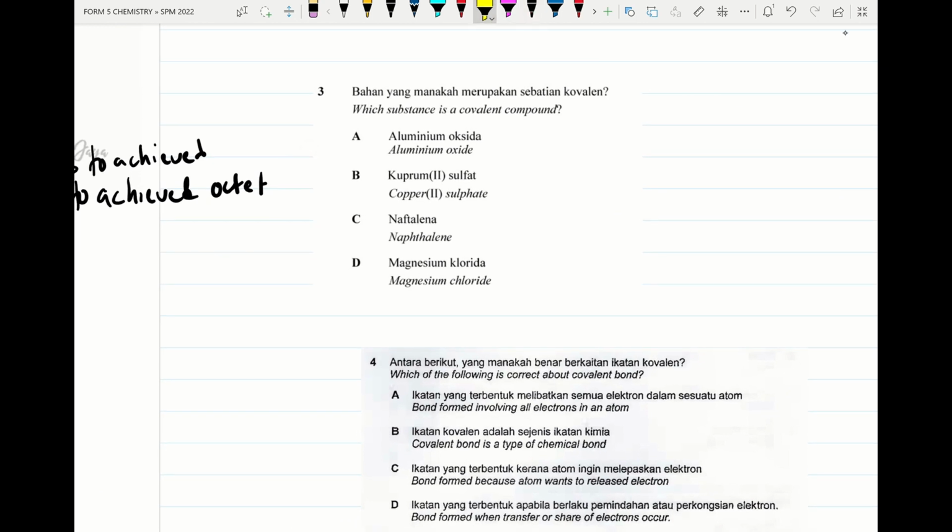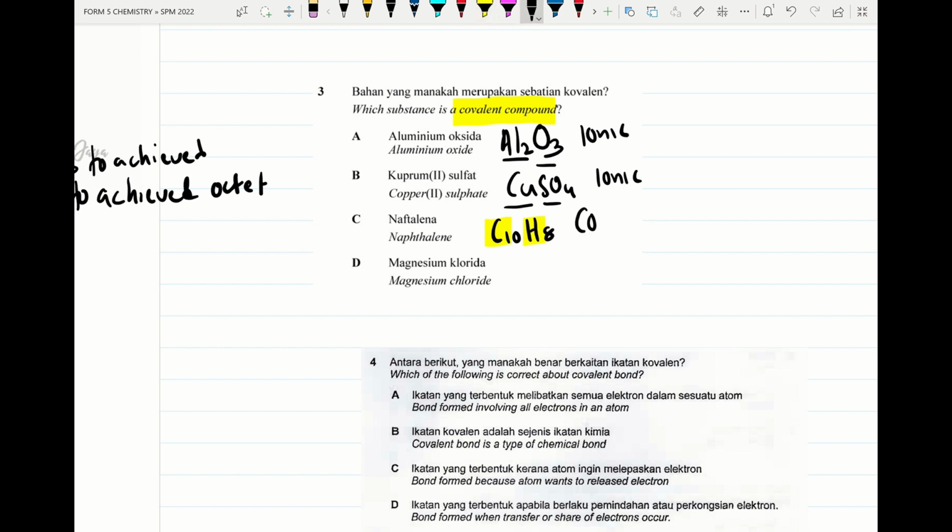We try to check this one: which of the following substances is made up of a covalent compound? We write the formula aluminium oxide. Please remember, aluminium is a metal and oxide is a non-metal, so the type of bonding formed is ionic bonding. And copper(II) sulfate, so copper is a metal and sulfate is non-metal, the type of bonding is ionic bonding. Naphthalene C10H8, so the carbon is non-metal, hydrogen is non-metal, the type of bonding formed is covalent. Magnesium chloride, metal and non-metal, the type of bonding formed is ionic, so the answer is C.